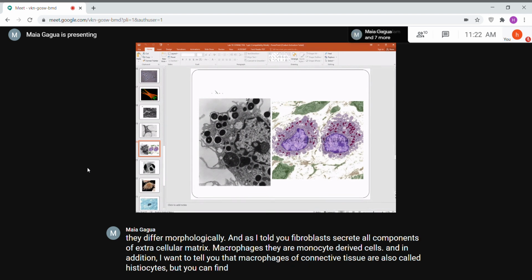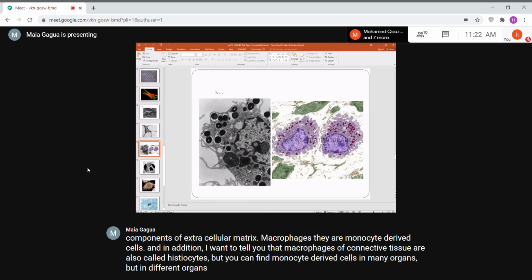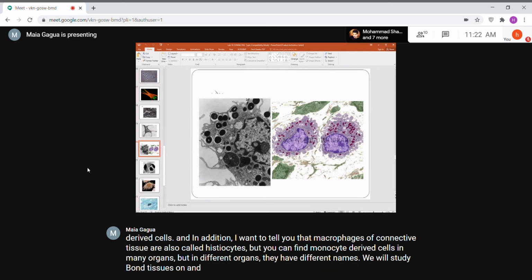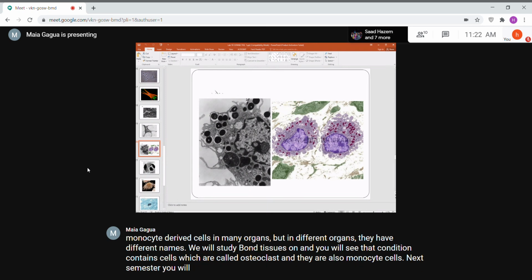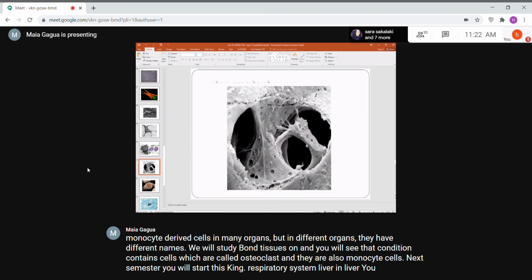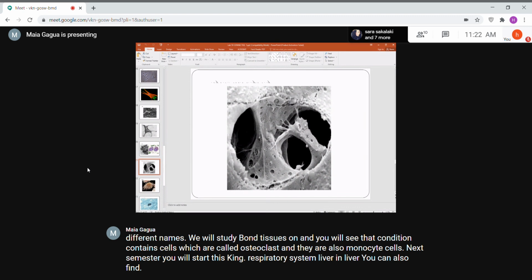But you can find monocyte-derived cells in many organs, but in different organs they have different names. We will study bone tissue soon, and you will see that bone tissue contains cells which are called osteoclasts, and they are also monocyte-derived cells. Next semester, you will study skin, respiratory system, liver. In liver, you can also find monocyte-derived cells. They are called Kupffer cells. In the skin, they are called Langerhans cells.